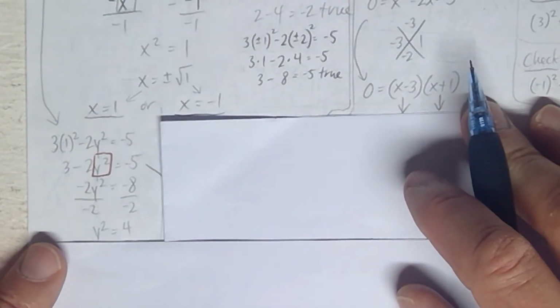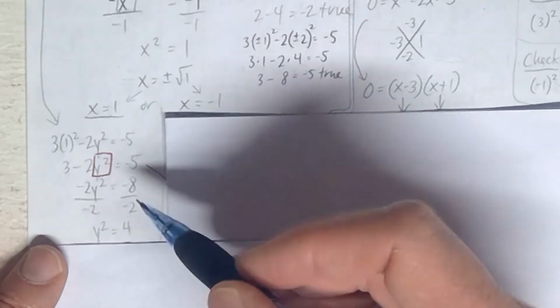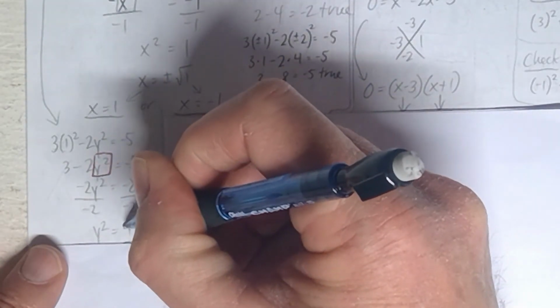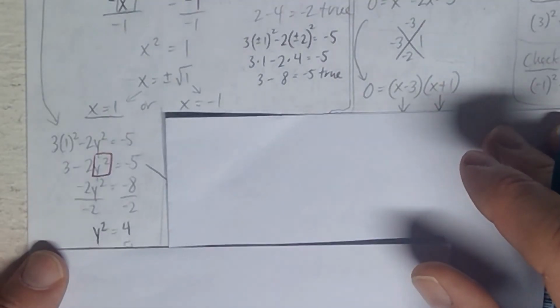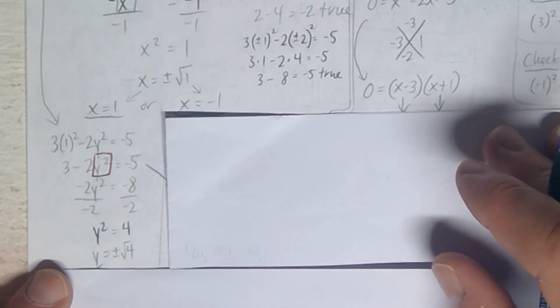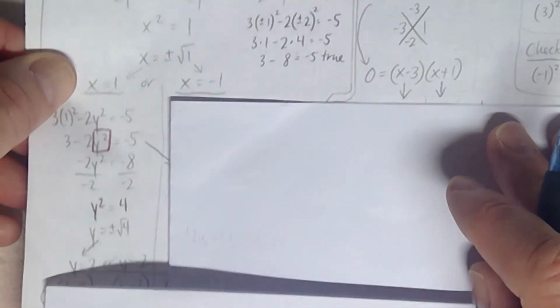Okay, then doing the double square root after we get the y squared by itself, as long as there's no variable over here, you're allowed to do that. You get y equal to plus or minus square root of 4, which results in 2 answers, just like we saw in the last problem.